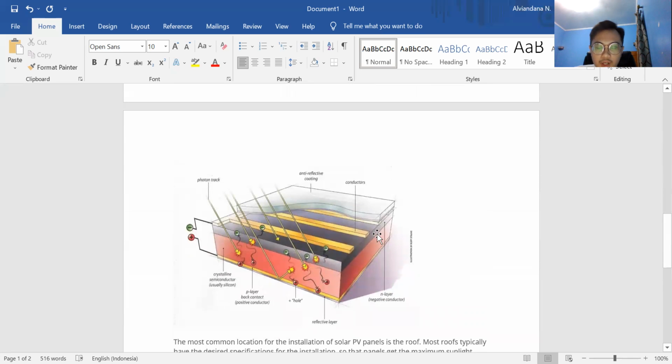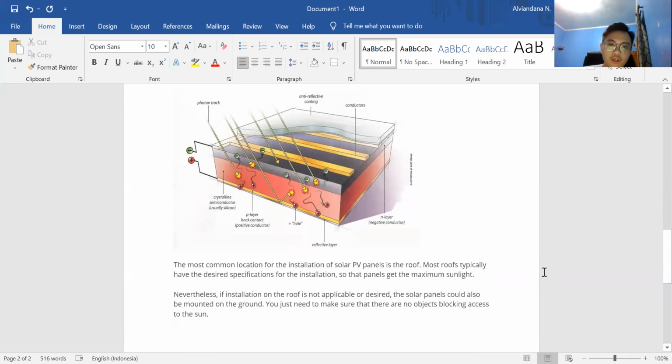And below, I gave the diagram of the crystalline silicon solar panel. This is the photon ray. This is the crystalline semiconductor, which is mostly silicon in modern panels. This is the anti-reflective coating. These are the conductors.